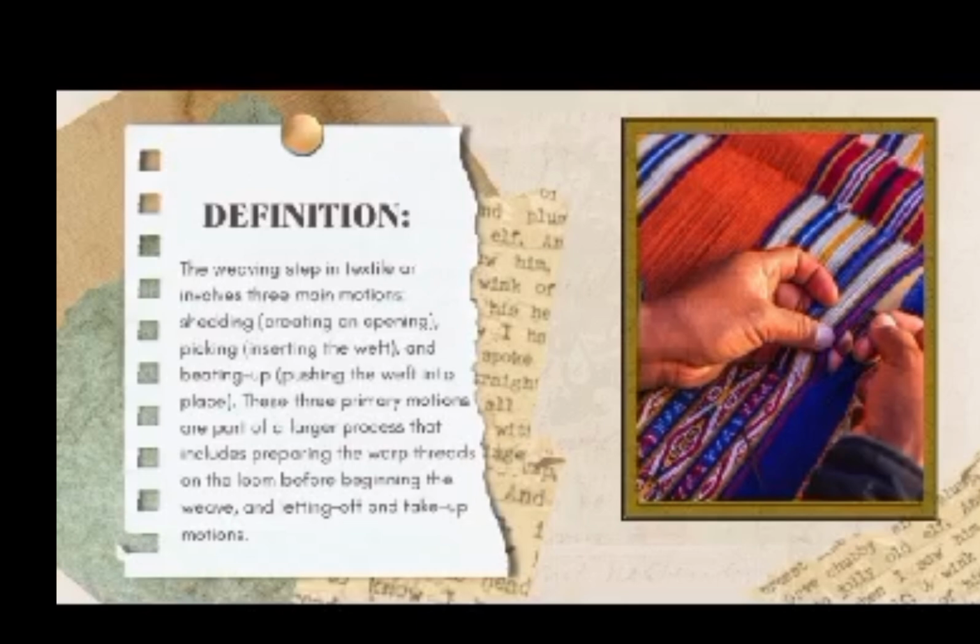The core of textile weaving involves three main repetitive actions: shedding, creating an opening; picking, inserting the weft; and beating up, pushing the weft into place. These are part of the larger process of preparing warp threads on a loom, weaving, and finishing.